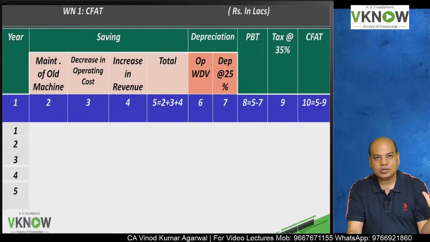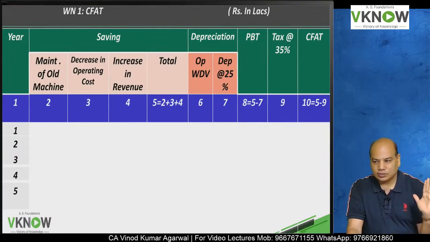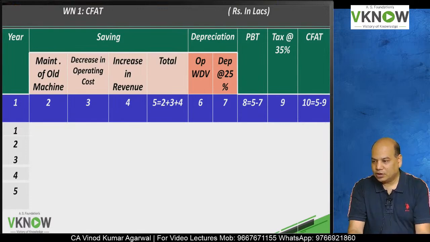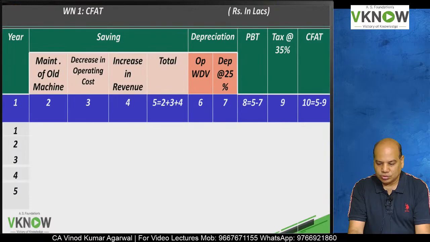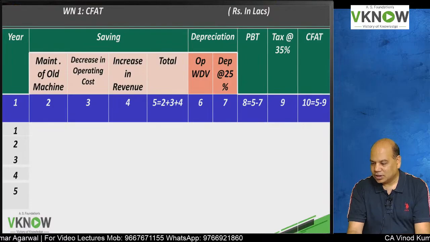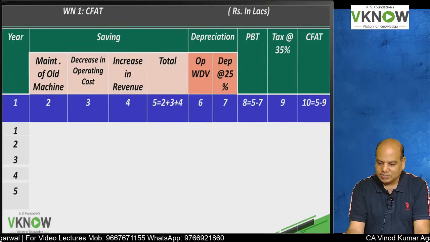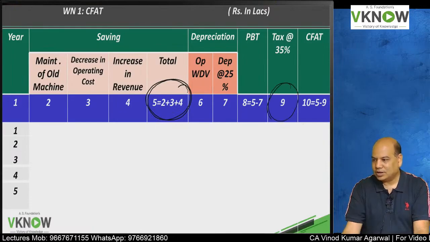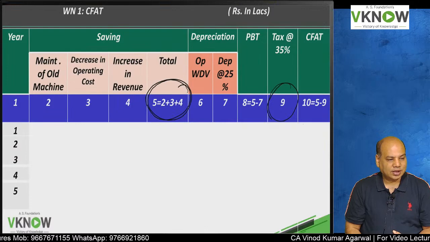There are so many columns, so write down the column numbers also: 1, 2, 3, 4, 5. Column 5 will be 2 plus 3 plus 4, then 6, 7. Column 8 will be 5 minus 7. 5 is total saving minus depreciation, 9 is tax, and 10, to keep it simple, will be total cash inflow minus tax, 5 minus 9.